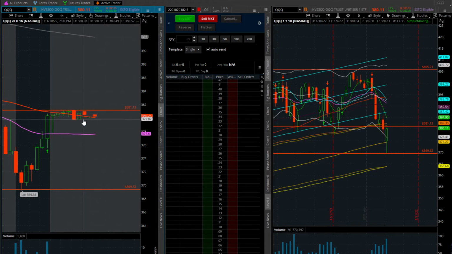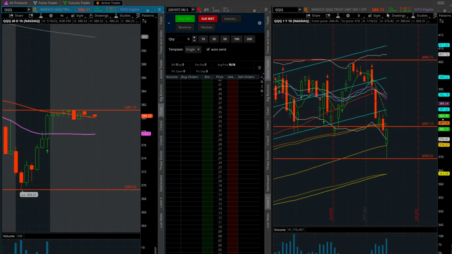If we look at this chart here, if we can confirm this 381.13, what we put in during the after hours session, heading into tomorrow pre-market or right off the bell, wait for a little bit of confirmation. Maybe we even get a pullback back to the 20 at 377. As soon as we reconfirm this 381.13, that is your buy signal to get long.